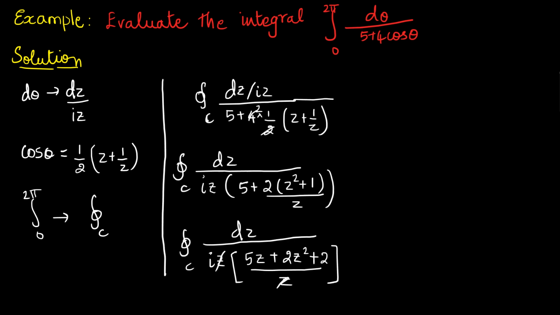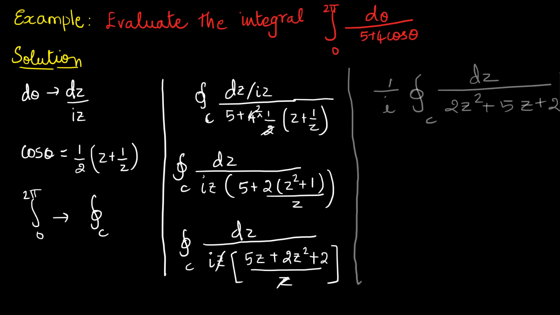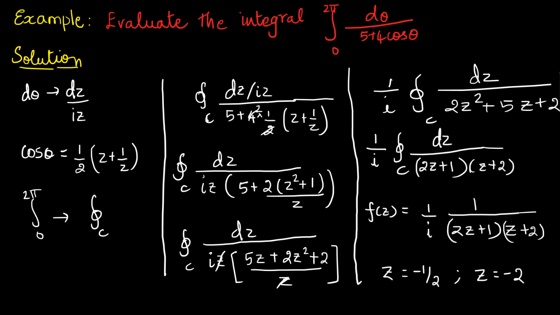So the next step is to substitute all these in your question, and then you get such a thing. These are the following steps. Then later you get 1 by i, dz by 2z square plus 5z plus 2. Now, this is a quadratic equation. So in order to get my z, I can just simplify the roots, right?